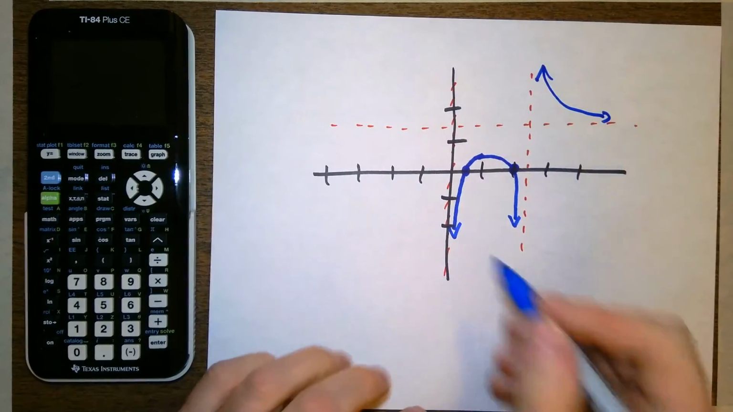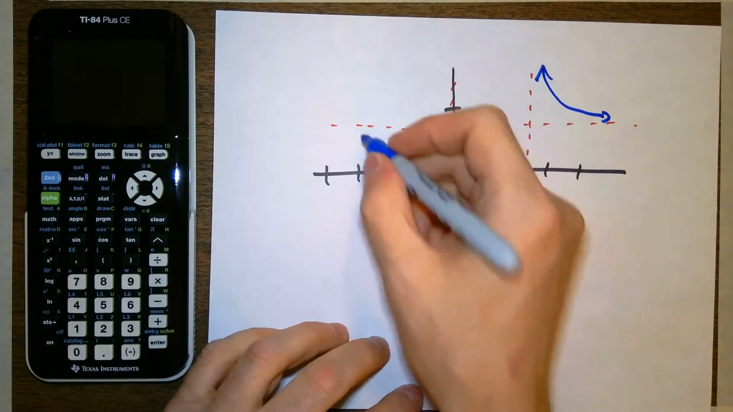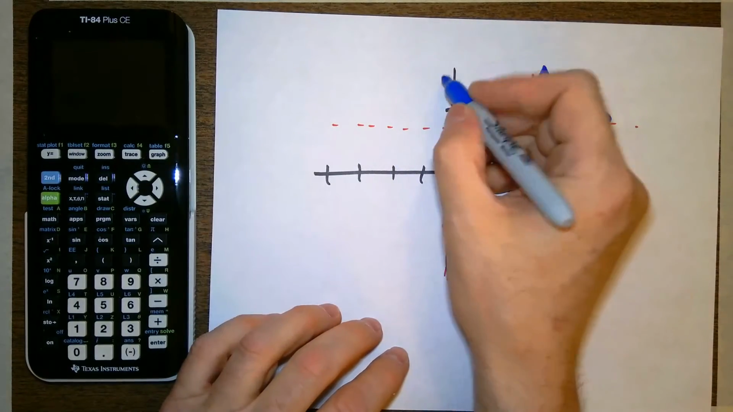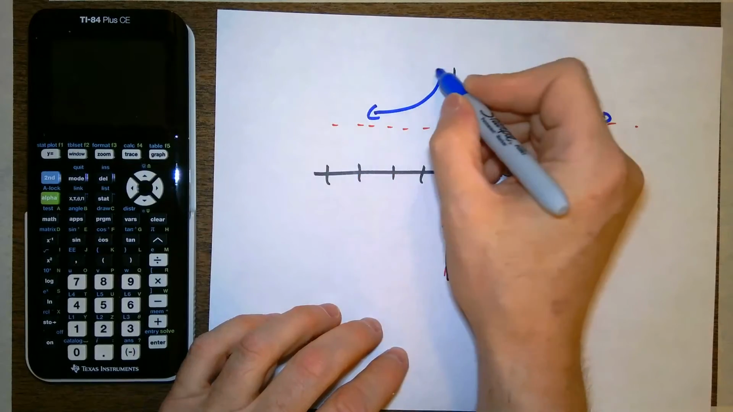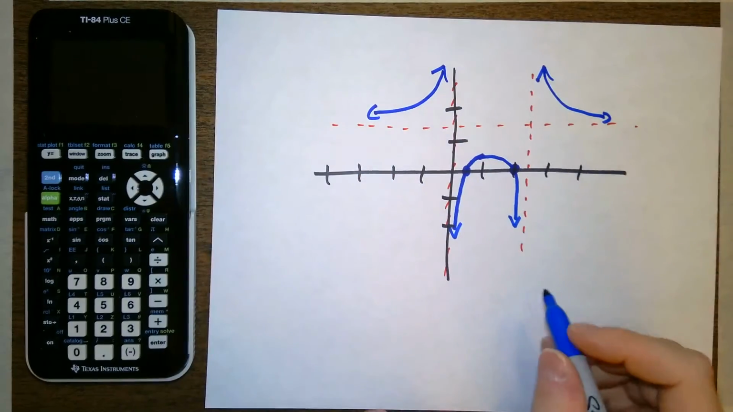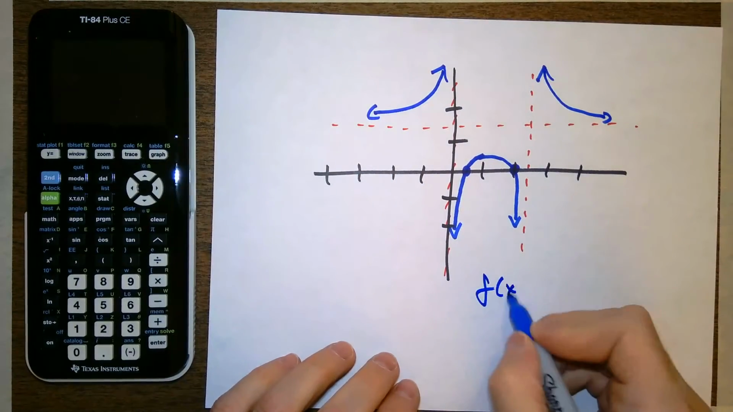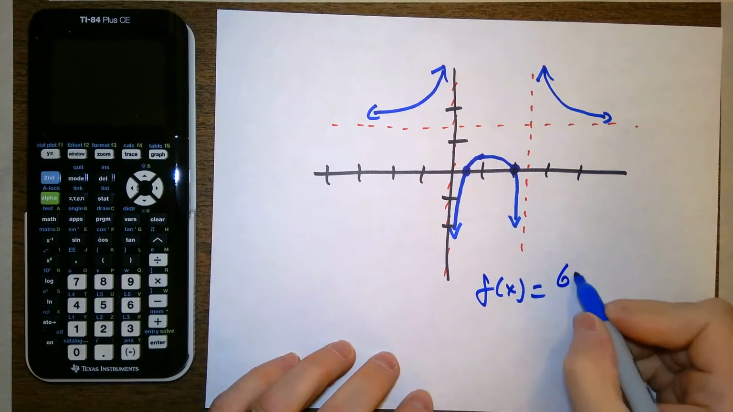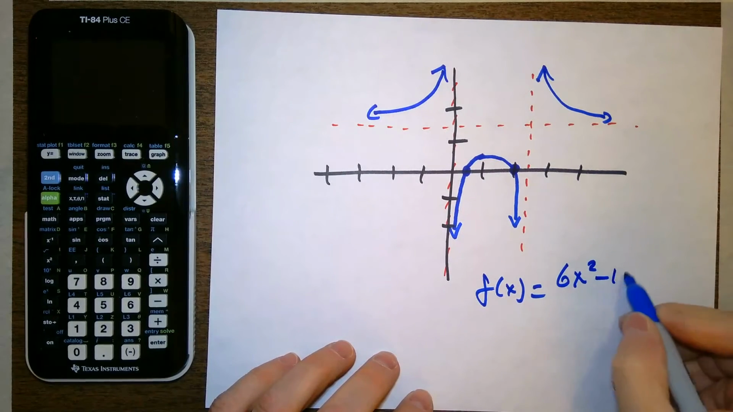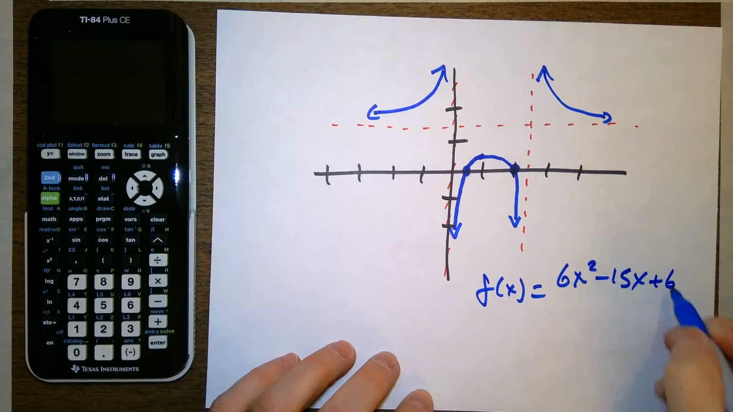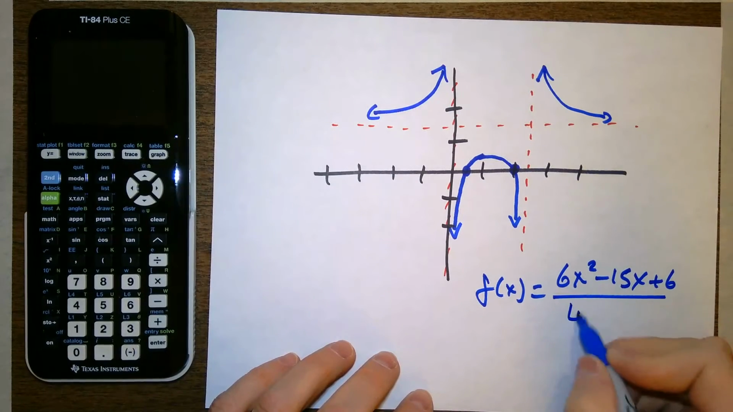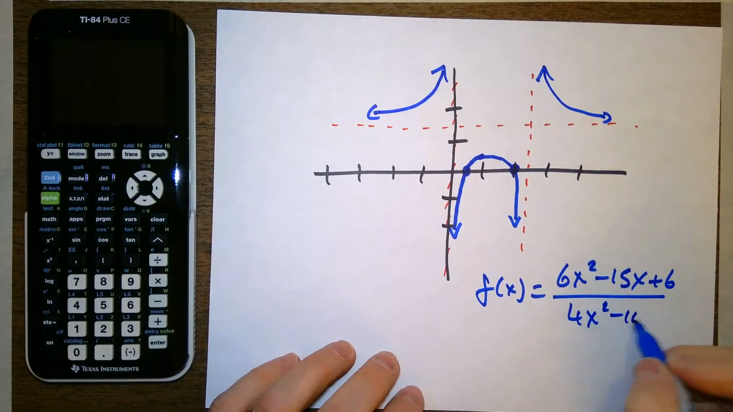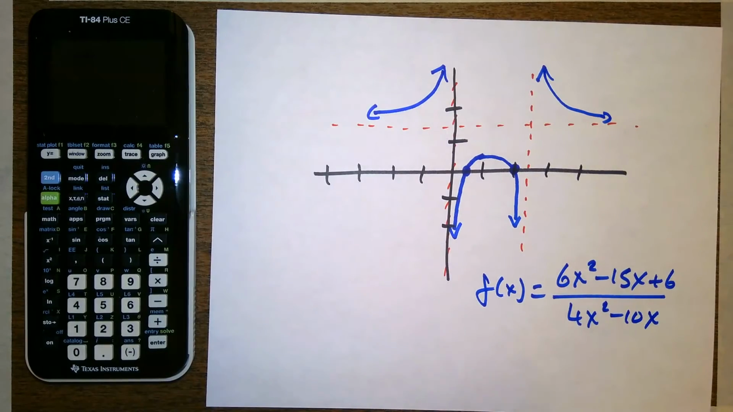Similarly over here. Could it be down here? No, because it can't cross the x-axis. It has to be up here. And this is f of x equals 6x squared minus 15x plus 6 over 4x squared minus 10x. Let's put it on the calculator and see how well we did.